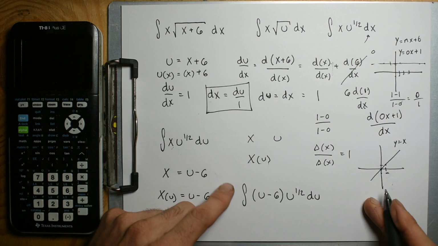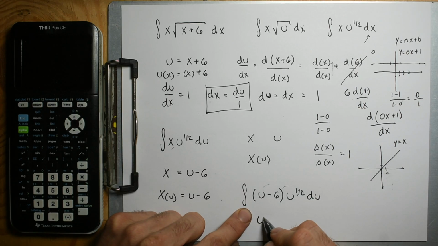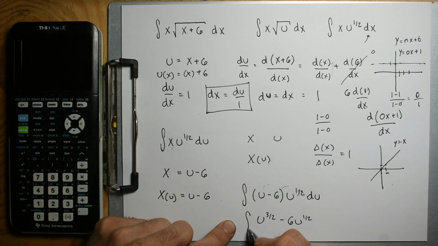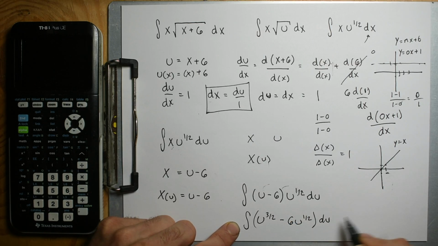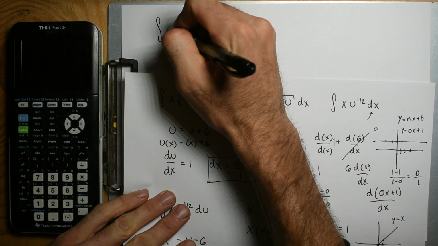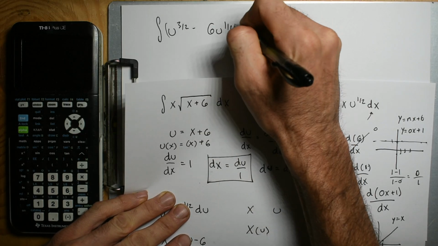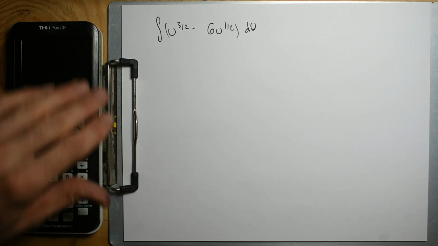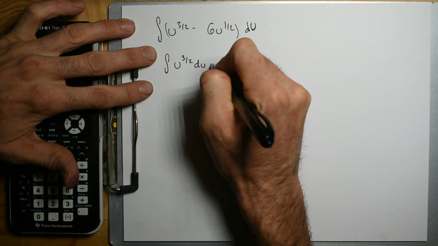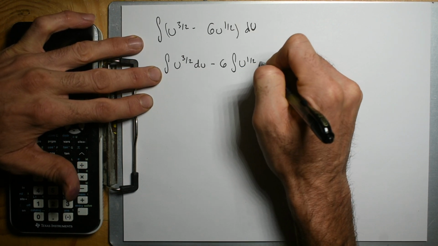And now what do we do? Well, we can FOIL this in. We're going to have u to the 3/2 minus 6u to the 1/2, and we're going to take the integral of the entire thing du. I don't mind using lots of paper on this. So we go u to the 3/2 minus 6u to the 1/2 du. I'll write it sloppy because what we can do is say this is the integral of u to the 3/2 du minus, I'm going to bring out the 6, the integral of u to the 1/2 du.